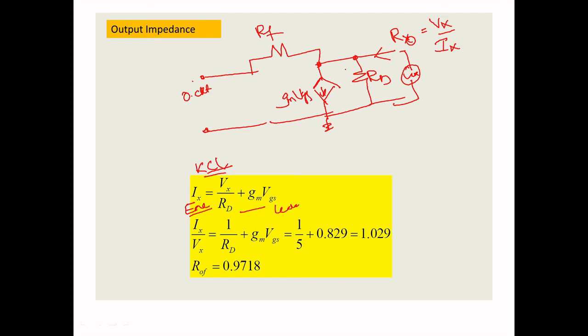By using KCL, let me take this as a node, and this is an entering term and this is a leaving term. This is one term, this is the second term, right? So when you rearrange the equation and manipulate it, Ix by Vx equals 1 by Rd plus GMVGS. So this is the output impedance equation for the given transresistance amplifier.